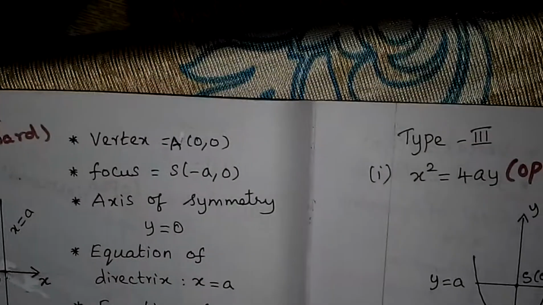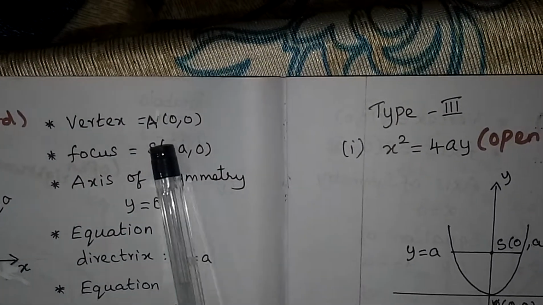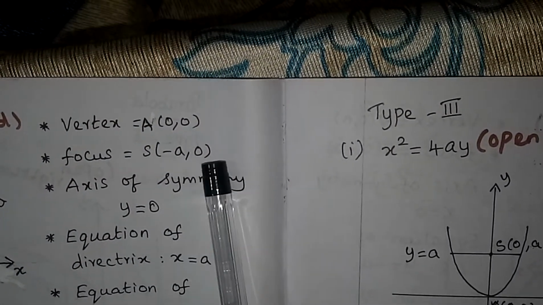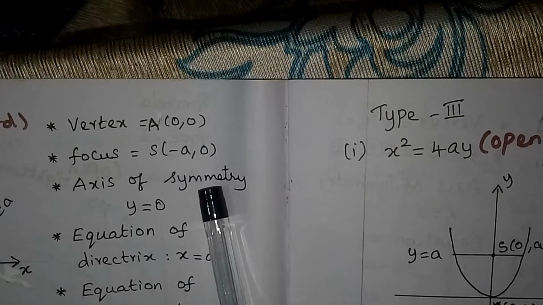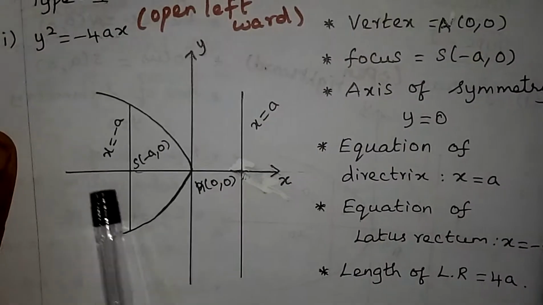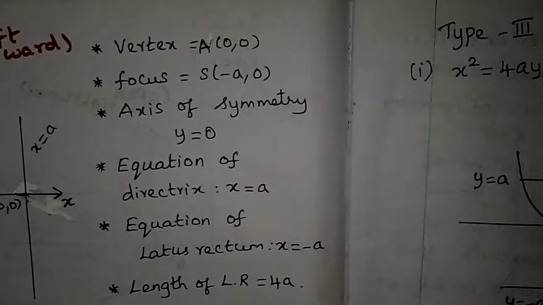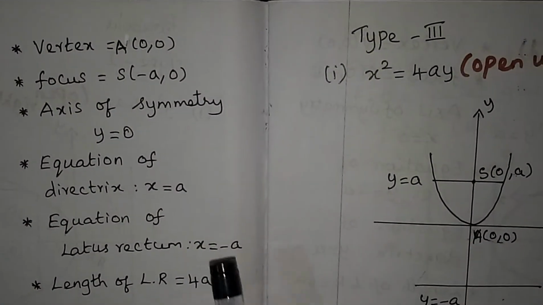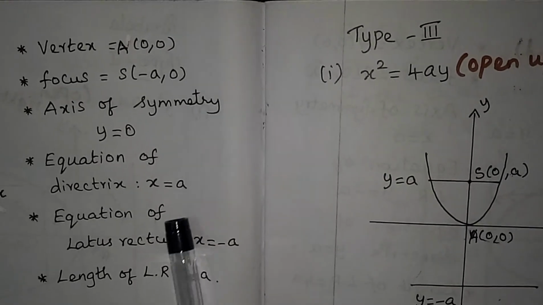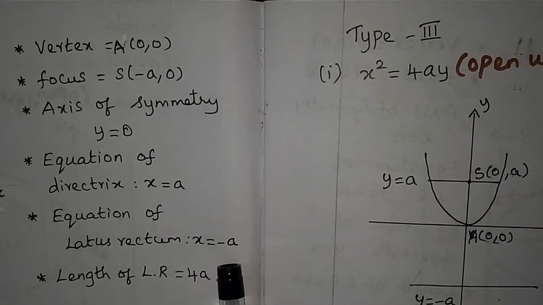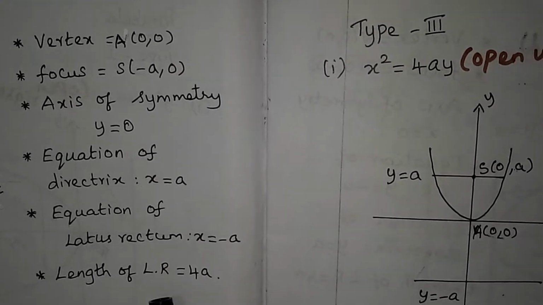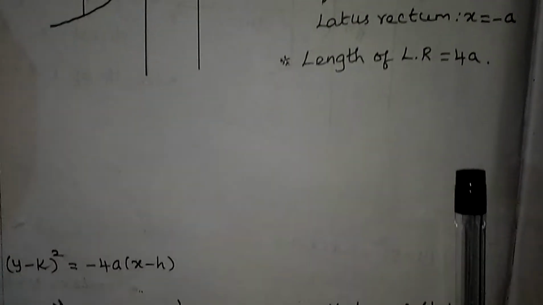So everything whatever I said is written here. Vertex is origin, focus is minus a comma 0, axis of symmetry. Here also this x-axis only is dividing it into two equal parts. So the axis is x-axis or y equal to 0 I can write. Equation of directrix is x equal to a. Equation of latus rectum is x equal to minus a. Length of latus rectum is 4a.